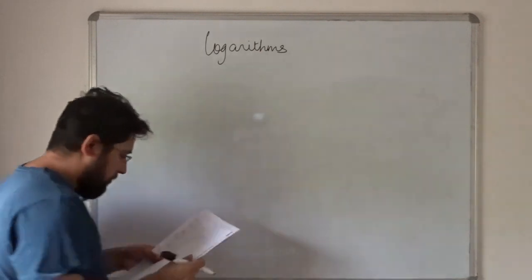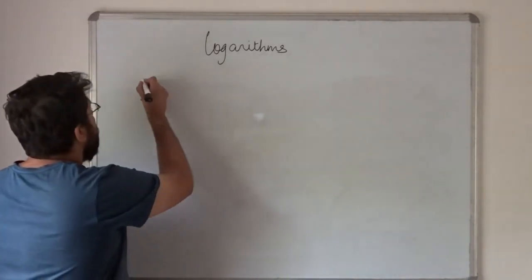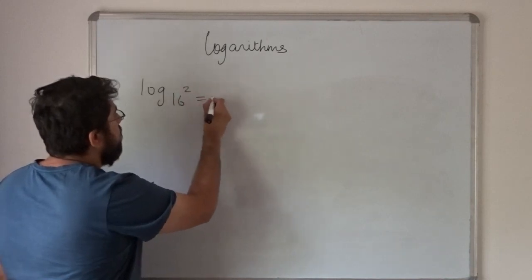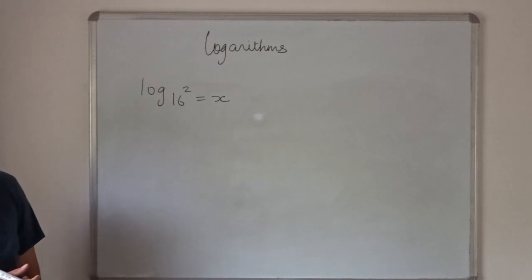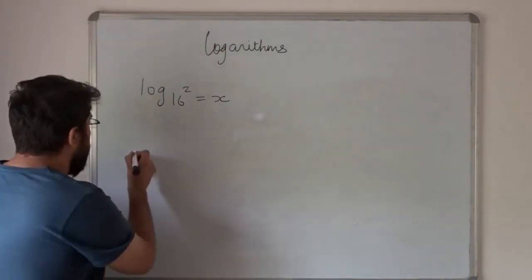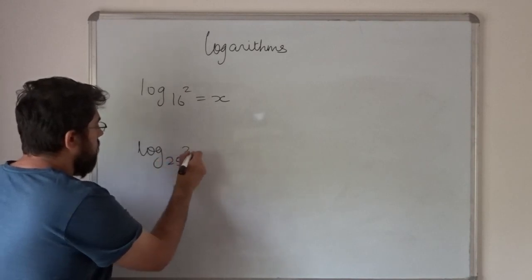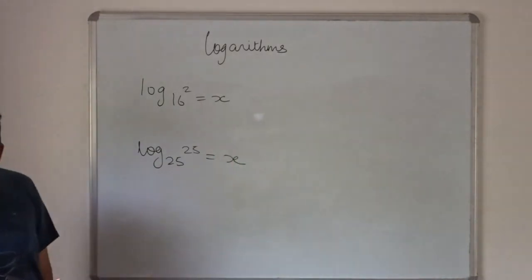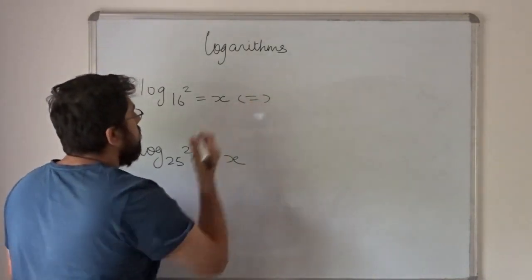Okay, so basically we have more. Okay, so you have log 16 to the power 2 equals x. Okay, so because we only have 2 here, let me just write them, and then we have one more. Log 25 to the power 25 equals x. Okay? What's x? So, how do you solve these two?